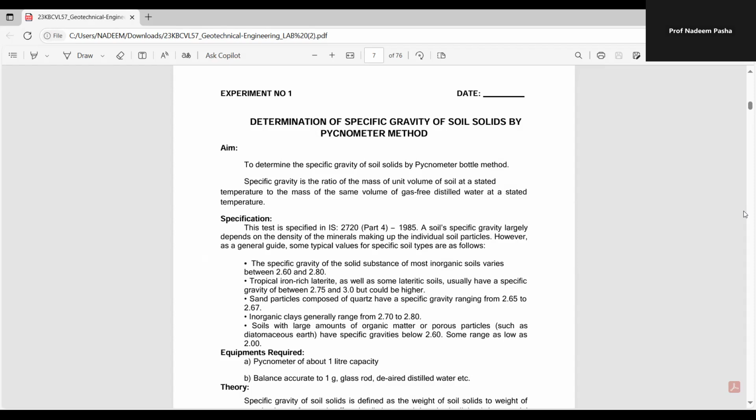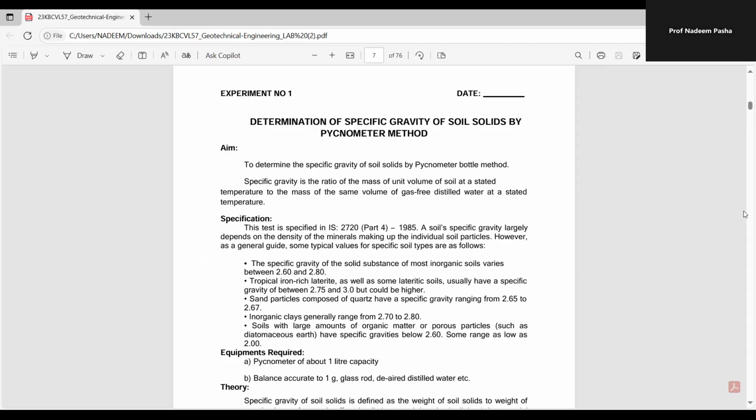So how do we define specific gravity of soil? Specific gravity of soil is nothing but the ratio of mass of soil in water to the mass of the same soil in air. The code used for determining specific gravity is IS 2720 Part 4, 1985.